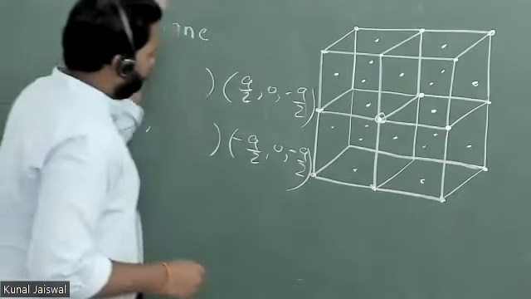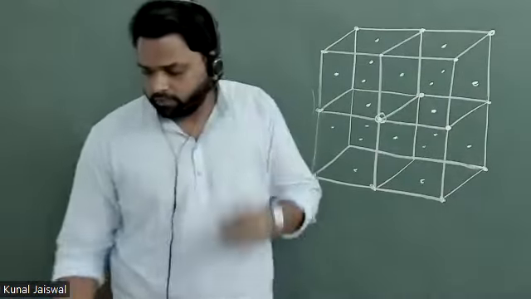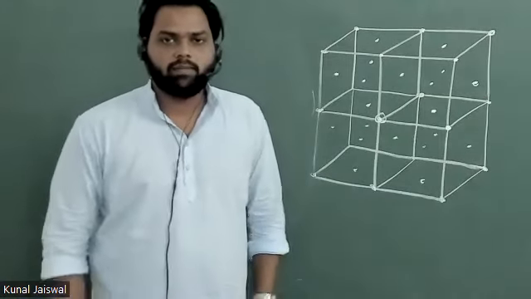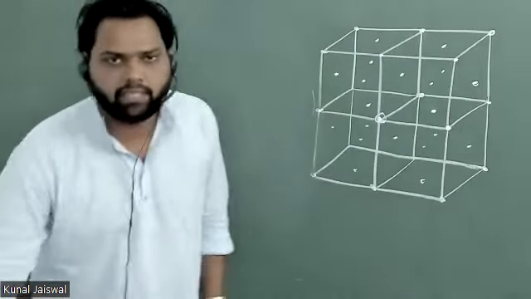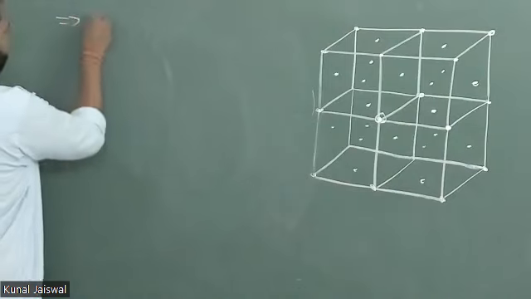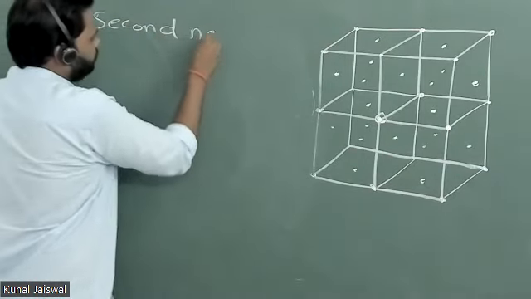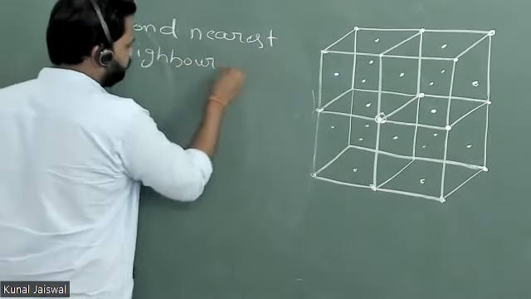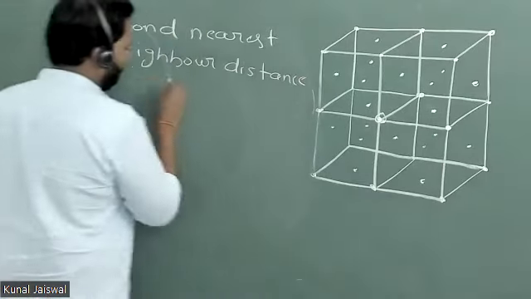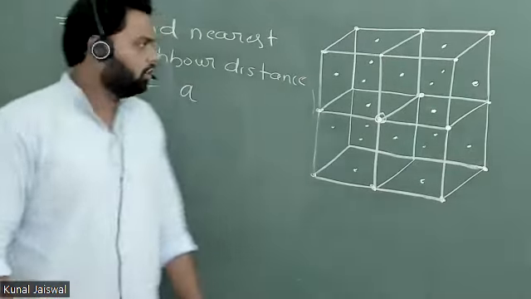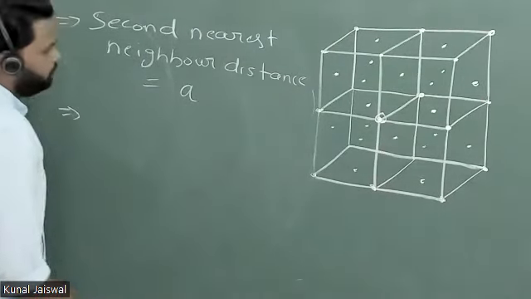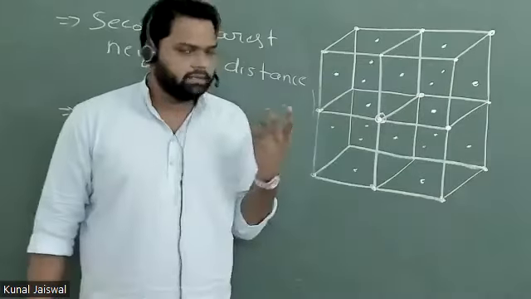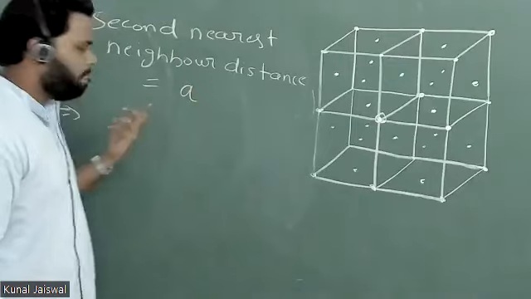Let's talk about the second nearest neighbor. Is everyone clear, or is anyone still facing problems regarding the coordinates of the nearest neighbor? Yesterday, I think some people were asking about that, although we have discussed it in the simple cubic and BCC lattices also. If you talk about the second nearest neighbor, what was the second nearest neighbor distance? It was a. And the number of second nearest neighbors was six. I guess this is quite easy, and you can easily get the coordinates.